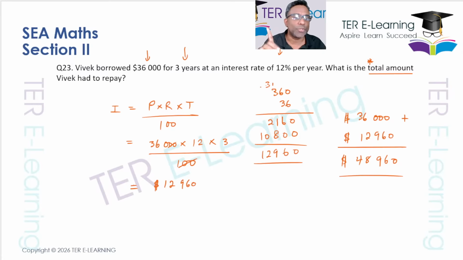All right, so guys, be careful with how you're working out this problem, because some of you all said the answer is 12,960, but you have to add the amount that he borrowed as well, right? Add the amount that he borrowed as well.